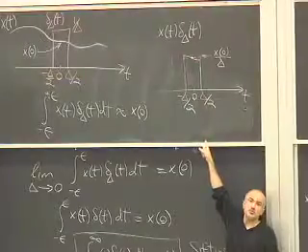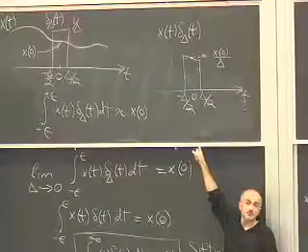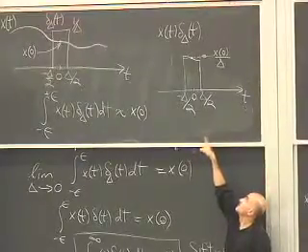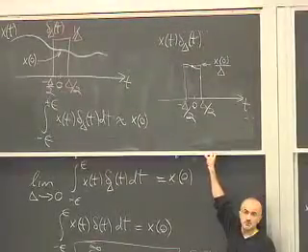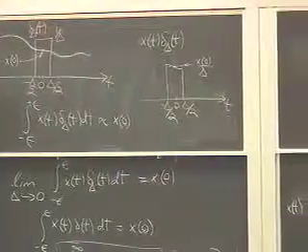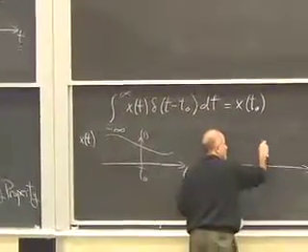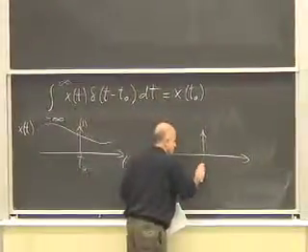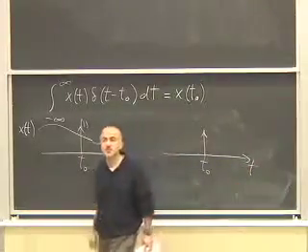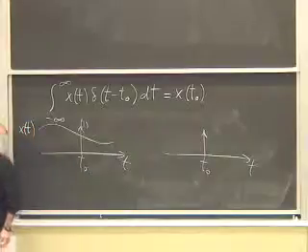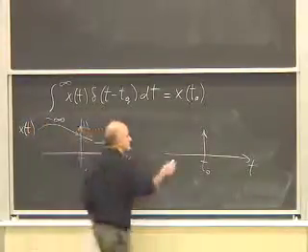What is this shape going to resemble? When I take this delta to 0, the height goes to what? The width goes to what? 0. So I'm going to have an impulse. I know I'm going to have an impulse at t0. But what's the area of that impulse? It's no longer 1. It's x of t0.